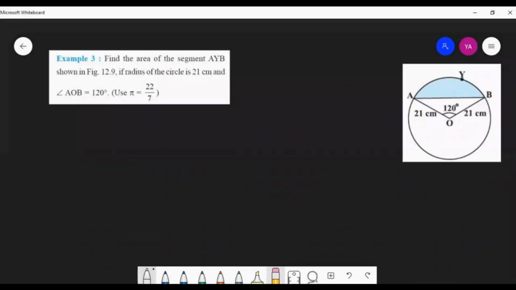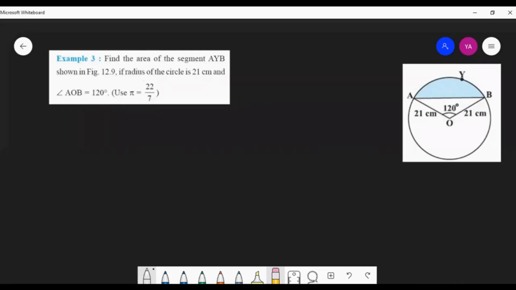So look here, the question. This is a question combining trigonometry and this chapter. Look here, the shaded segment AYB shown in the picture. We want to find the area. The radius is given as 21, and the angle AOB, the angle made by joining the endpoints of the chord with the center, is given as 120 degrees. We want to find the area of this segment.